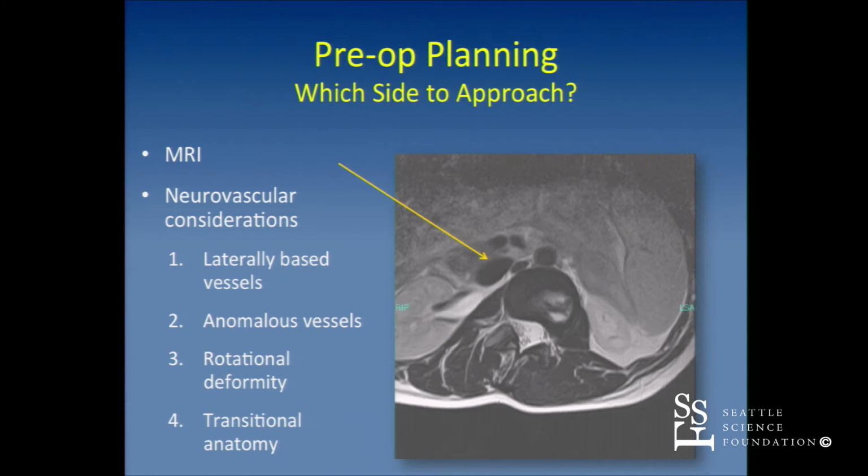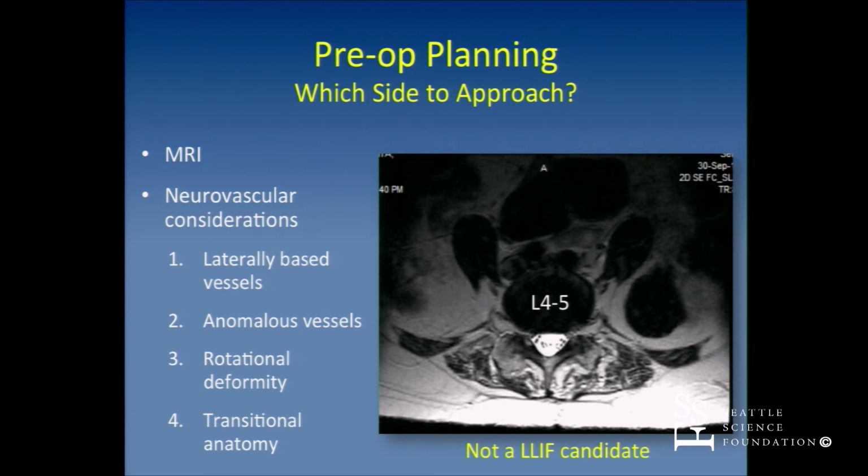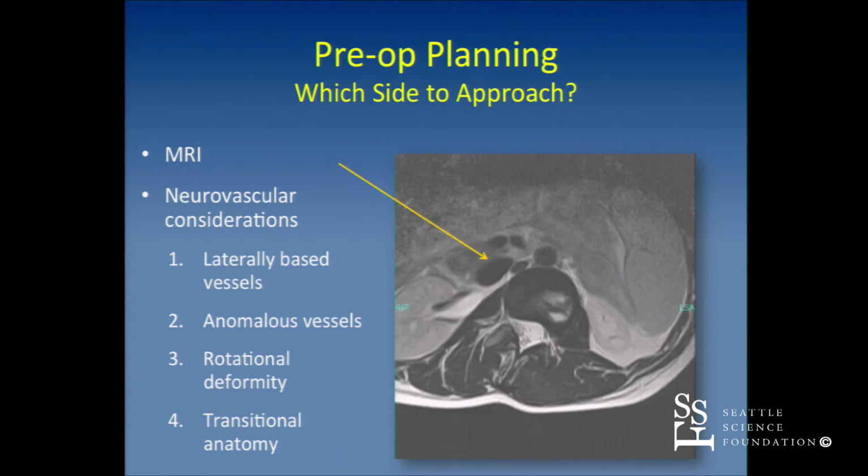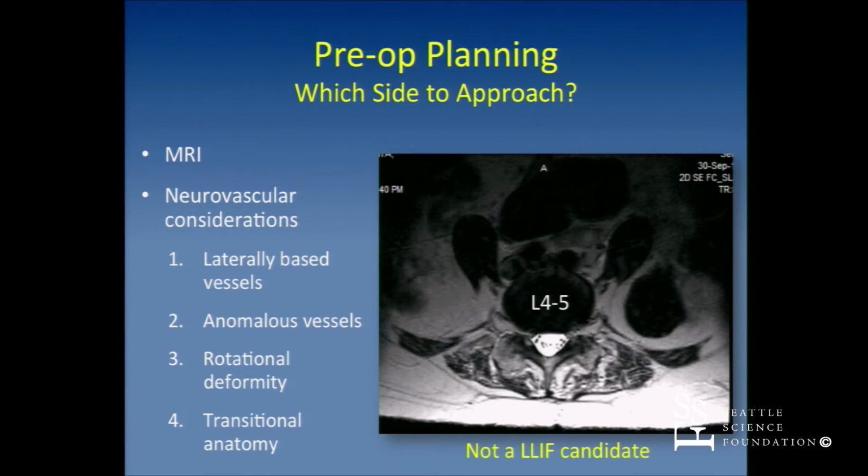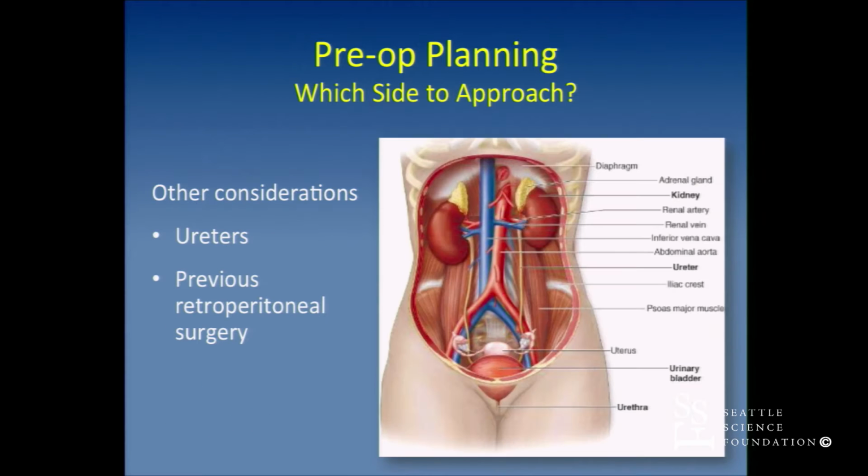Also look for anomalous vessels, as well as rotational deformities as seen here. And you can see this vessel on the right side, so obviously you want to approach this from the left, not the right. And transitional anatomy. So at L4-5 with transitional anatomy, you can have the psoas muscle be more anterior, and the lumbar plexus will then also be more anterior typically. So this is a patient you would not want to approach with a lateral approach. This is the classic Mickey Mouse sign. Other considerations: the ureters, as well as previous retroperitoneal surgery. This is a relative contraindication.